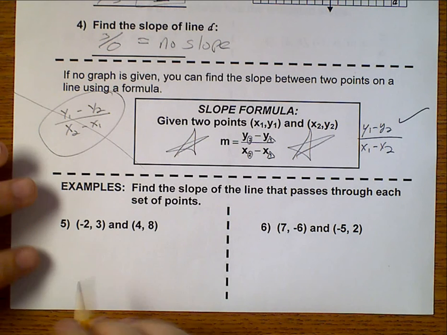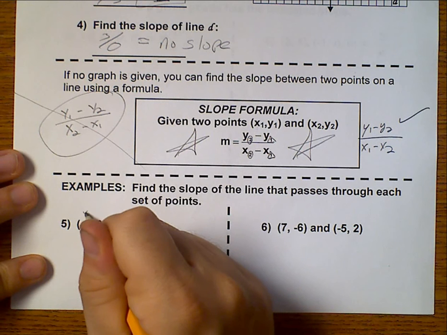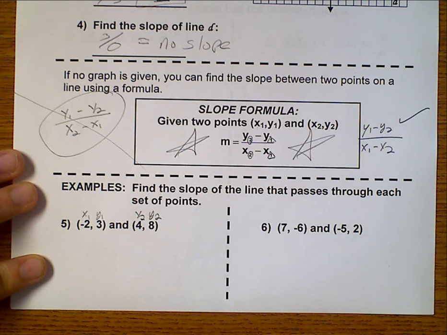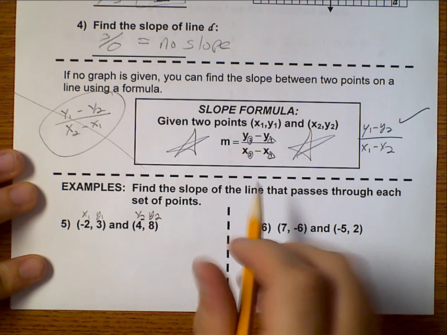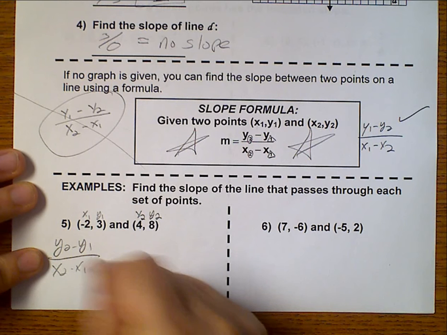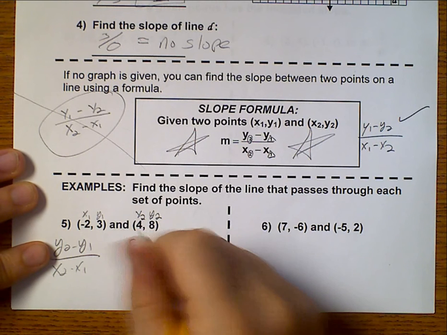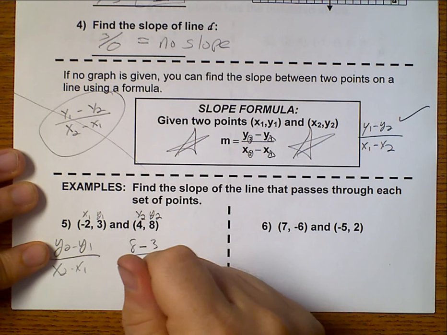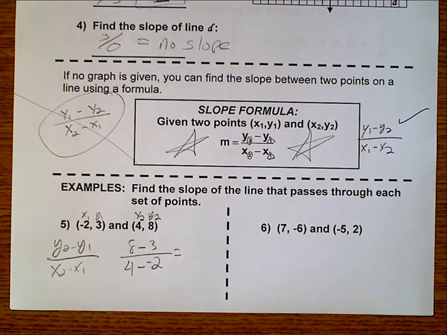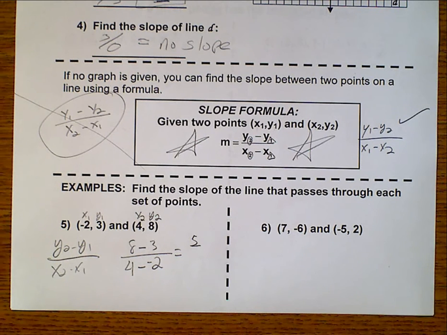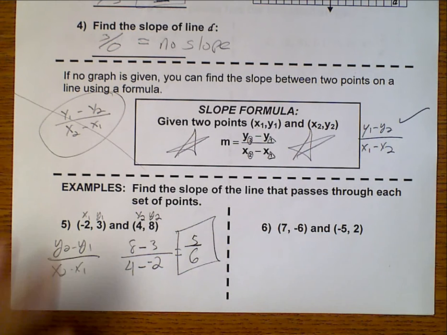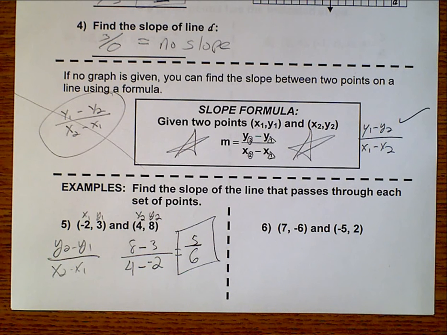So over here, we're going to call this x1, y1, x2, y2. And now we do the math. y2 minus y1 over x2 minus x1. Well, y2 is 8 minus 3 over 4 minus negative 2. Well, 8 minus 3 is 5. And 4 minus a negative 2 is 6. And so it's 5/6. That does not simplify, and so that's our answer.